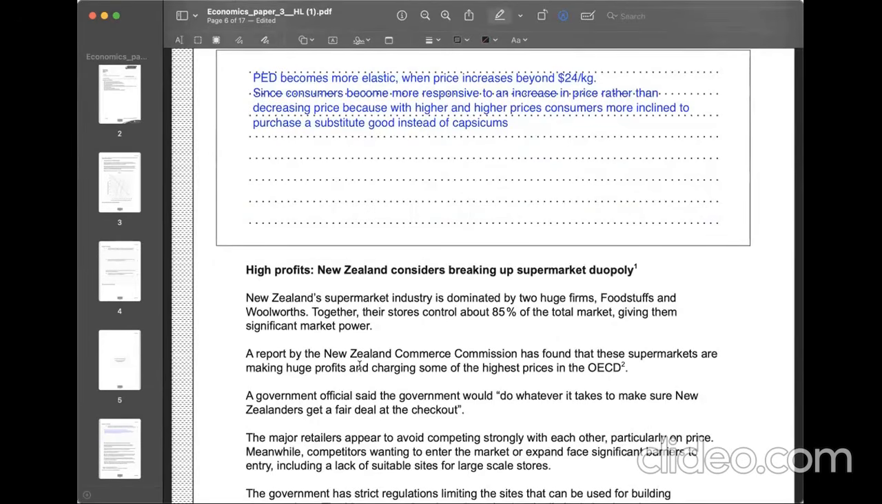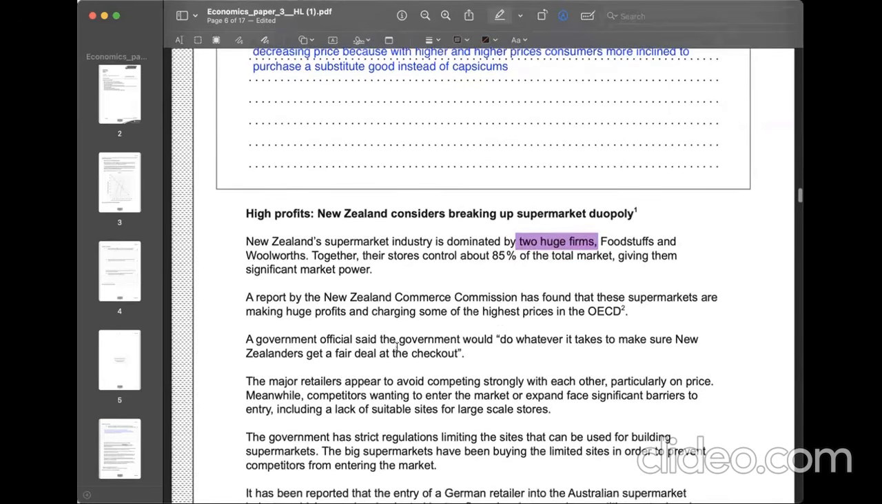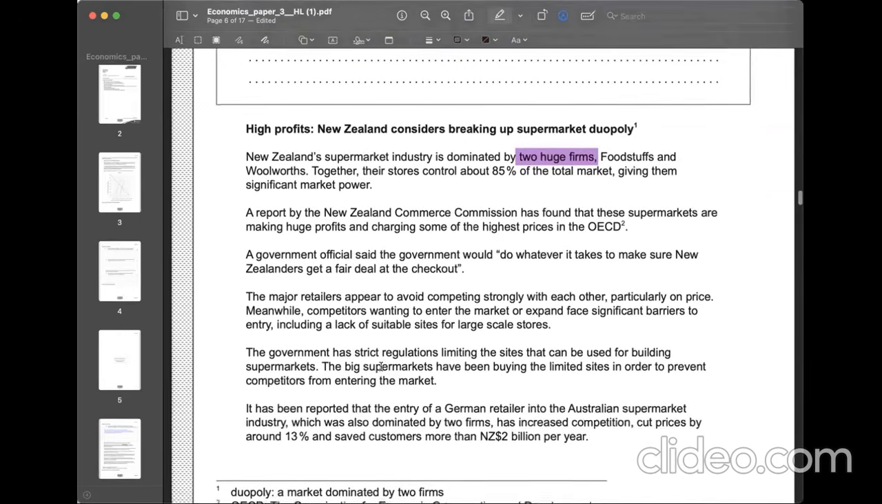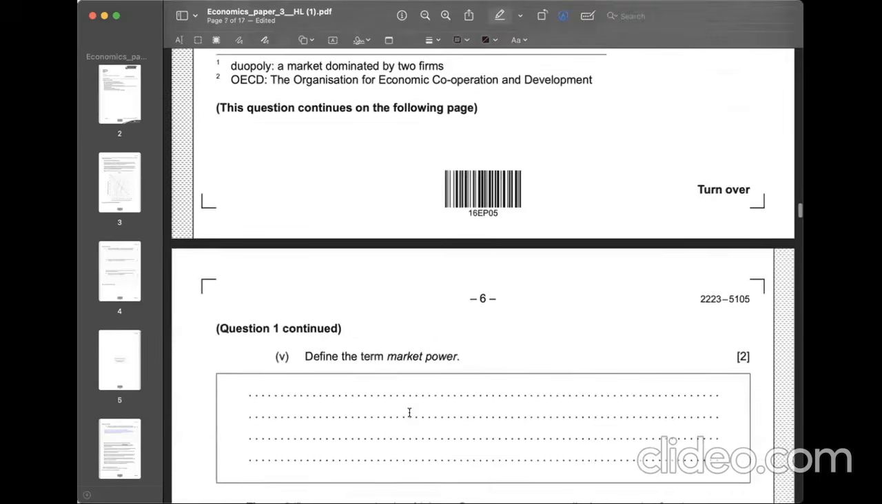Next, information is given about the high profit being earned by the duopoly in the supermarkets industry. There are 2 huge firms and they control over 85% of the total market. So the government is considering regulating them, like a German retailer entering the Australian supermarket market so that the Australian supermarket also becomes more competitive. I think the New Zealand government wants to do the same thing.